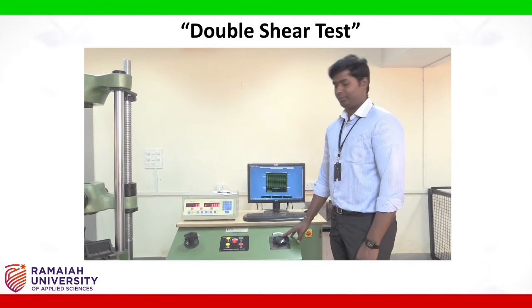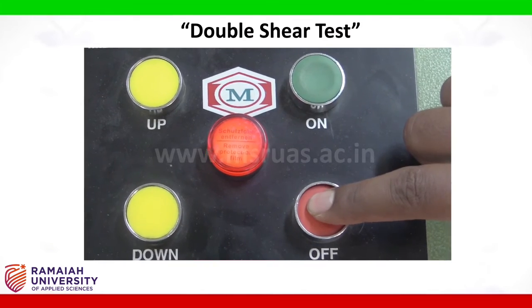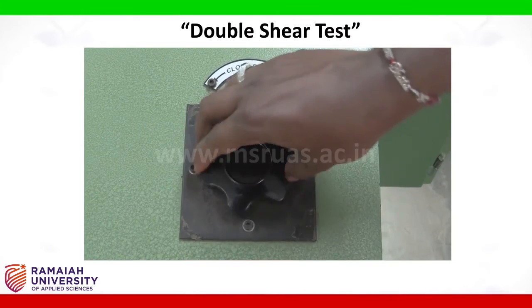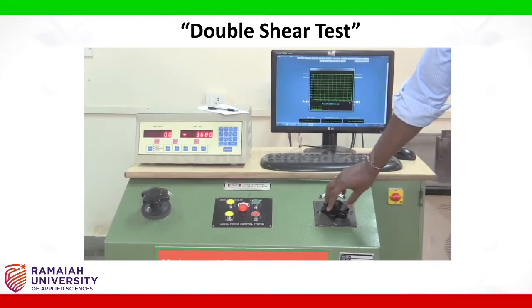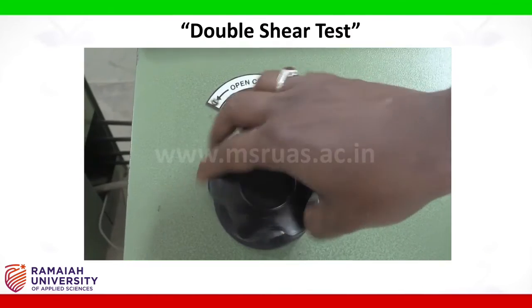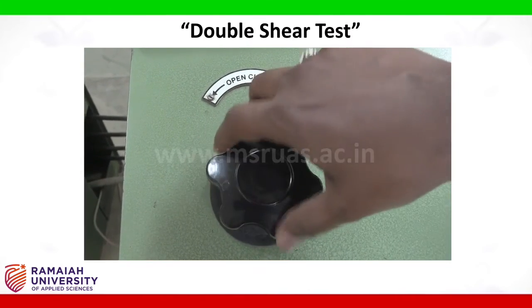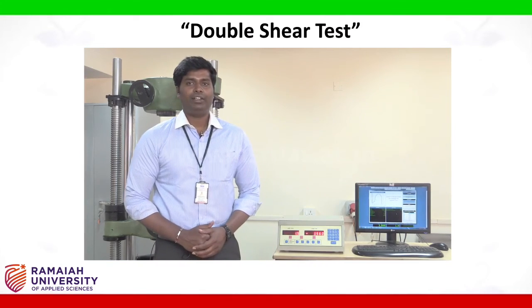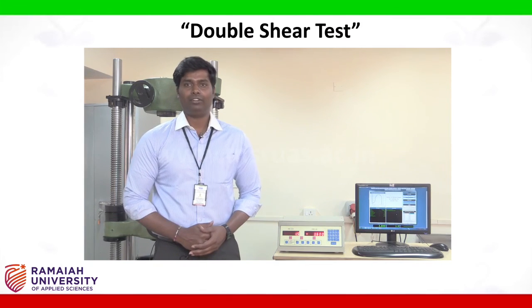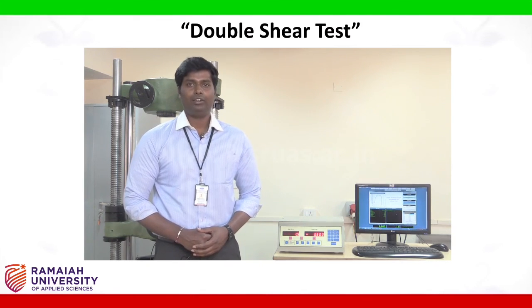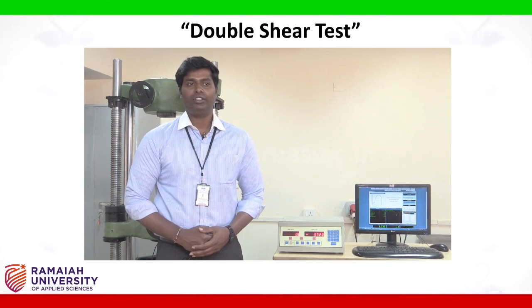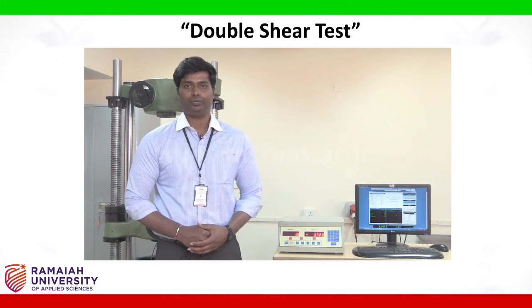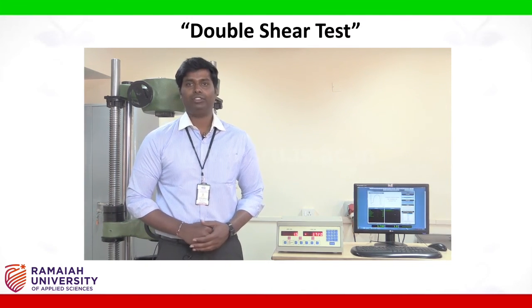After failure of the specimen, switch off the hydraulic pump, close this right valve which controls the rate of loading and open the left valve. After obtaining the failure load of the given specimen under double shear, do the following calculation to find the ultimate shear strength of the specimen, and repeat the same procedure to find the shear strength of other materials. This finishes the experiment.